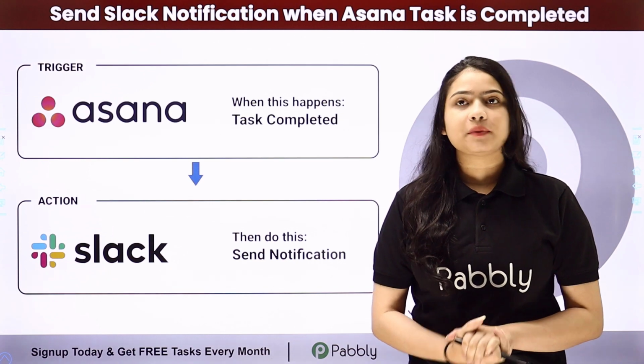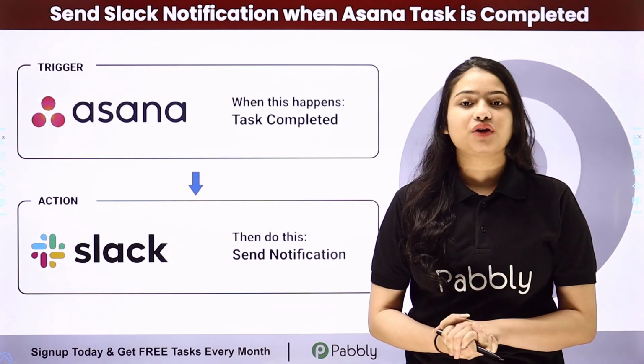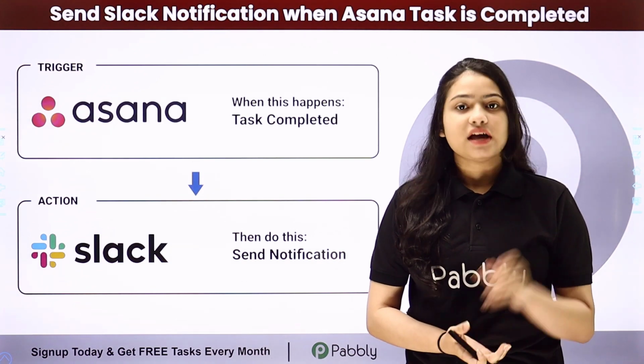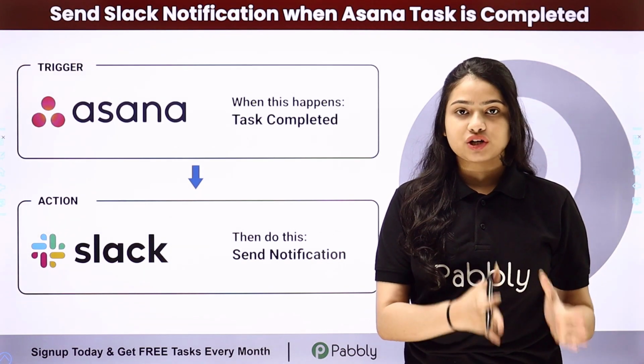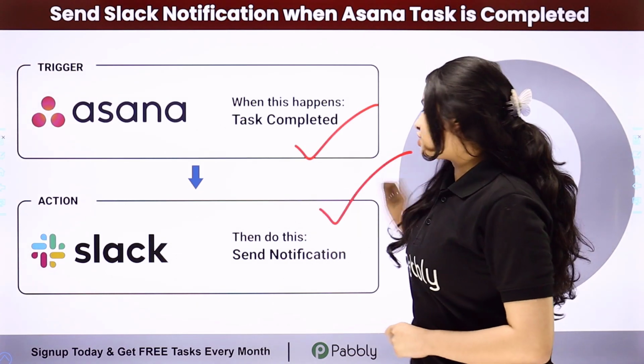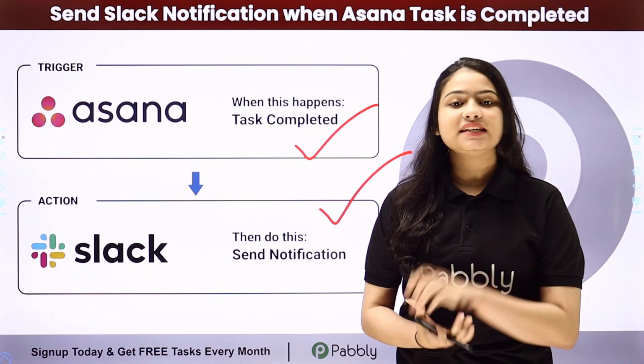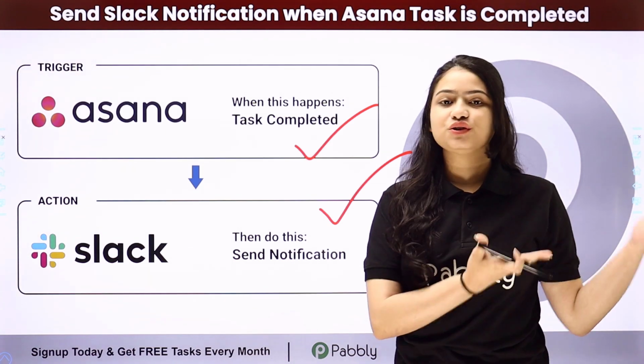For this, we will have to set up a connection between Asana and Slack, and we are going to do that without any coding or programming skills with the help of Pabbly Connect. Pabbly Connect works on two principles: trigger and action. Here we are going to take Asana in our trigger and Slack in our action, and we will connect both of them in order to automate this entire process. To learn the entire automation step by step, let me take you all to my screen.